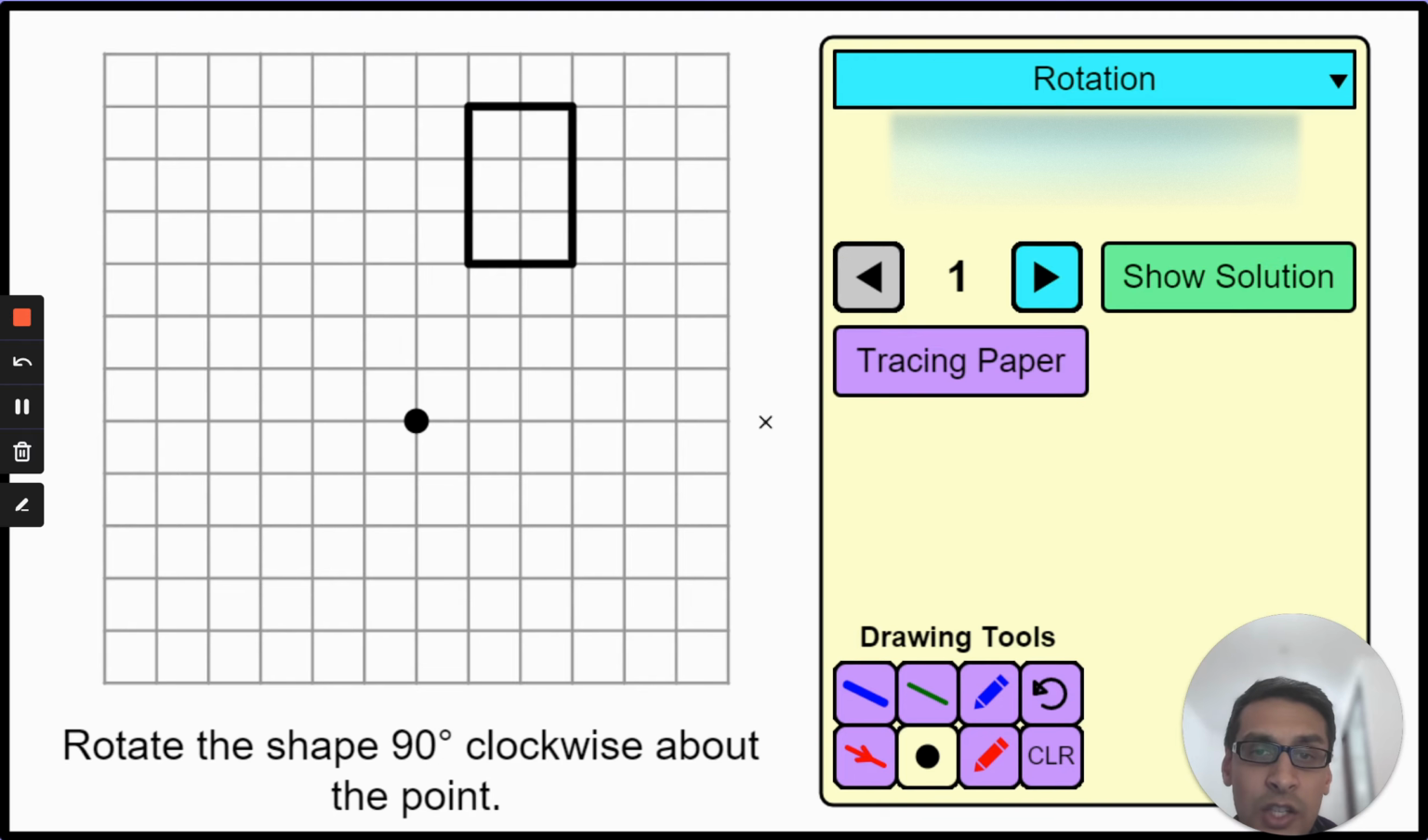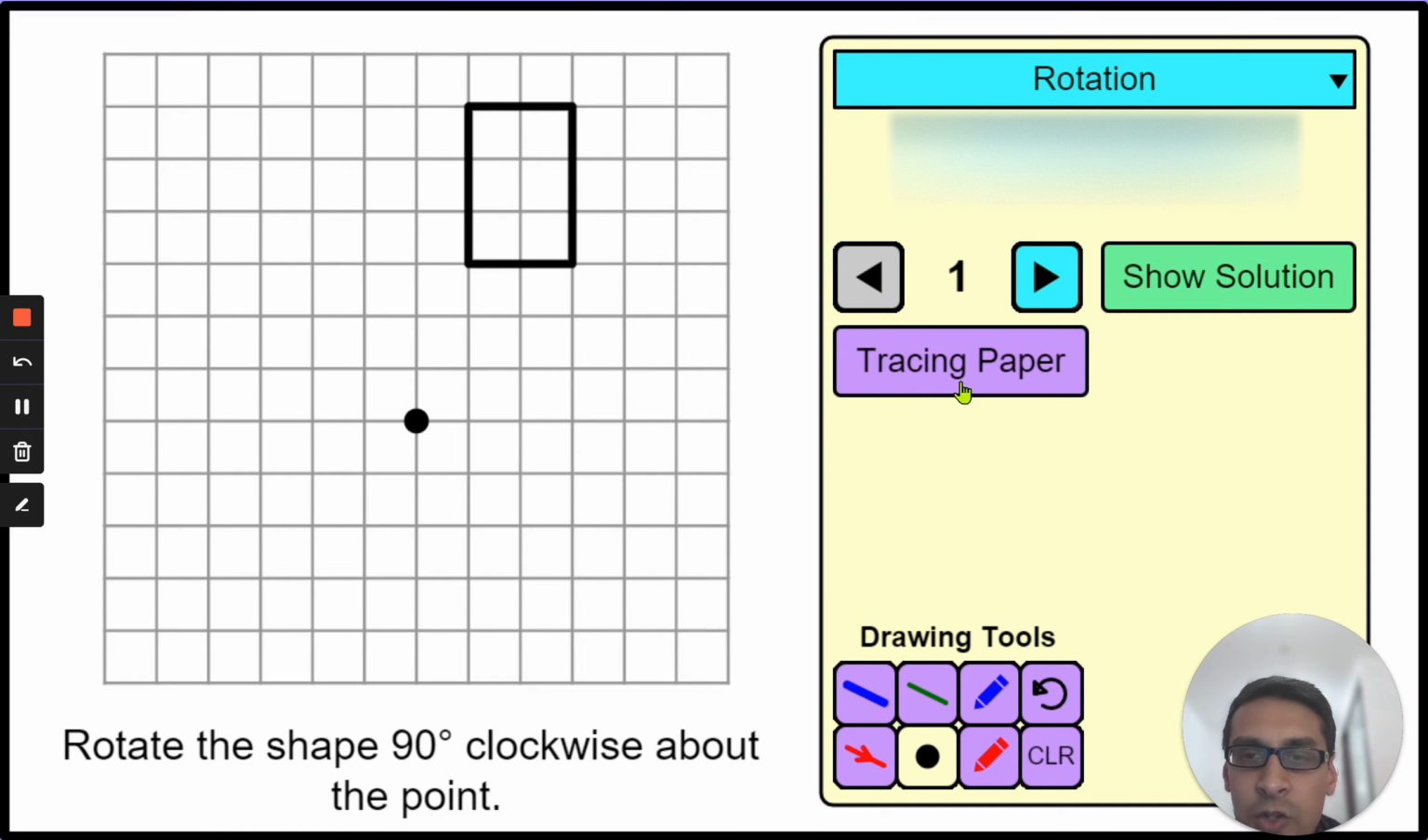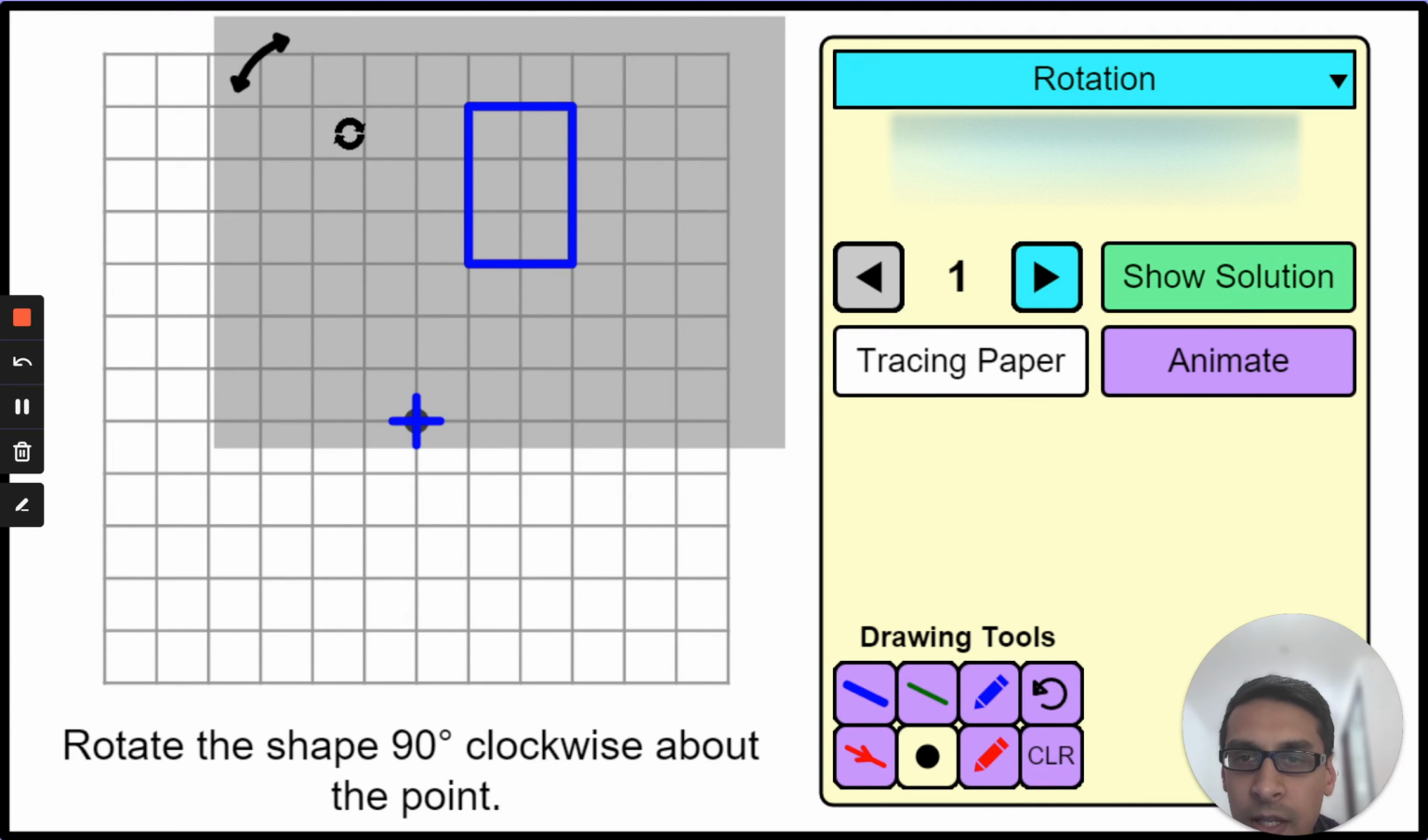The first thing you want to do is get your tracing paper to use. Now there is a way to do this using vectors, but it's best to just stick with tracing paper, which will be provided to you in exams if you need it. And what you want to do is put your tracing paper on top of the shape, and you want to draw a cross where your center of rotation is.